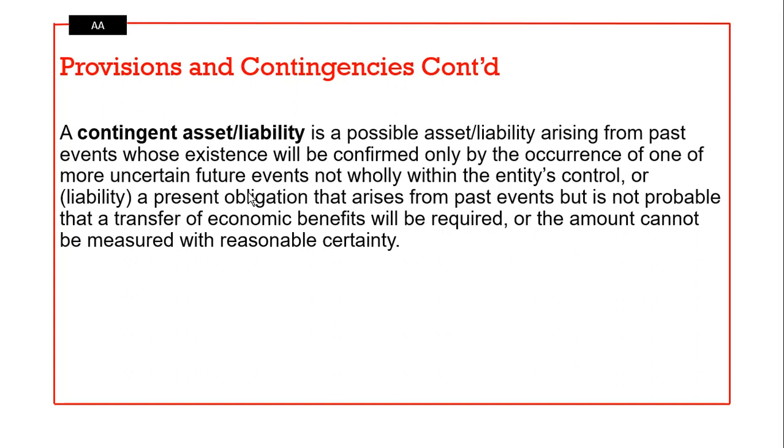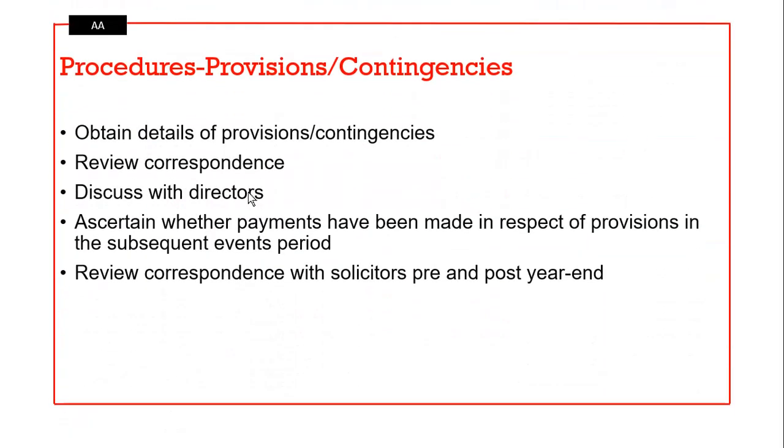Now, contingencies are not to be recognized, because their existence depends on what would happen in the near future. What are some of the procedures that you need to do as an auditor? You need to obtain details of provisions and contingencies, review correspondence, and I would like to mention here that you can use the lawyers of the company.